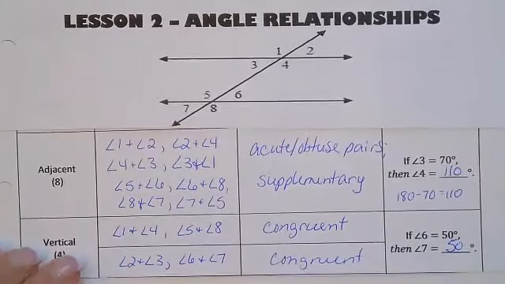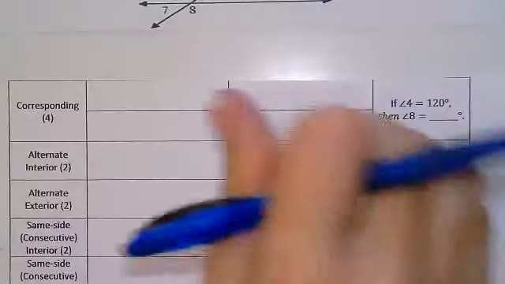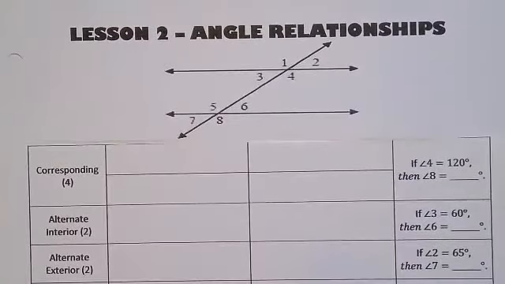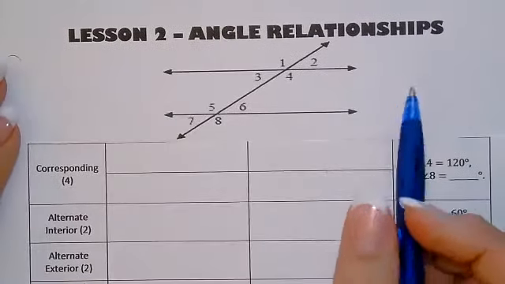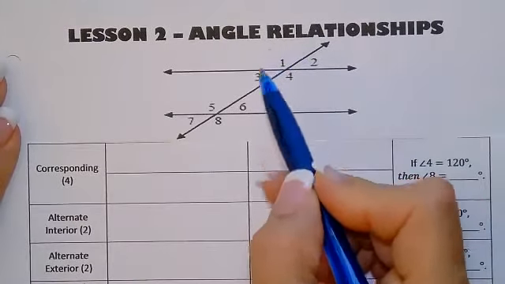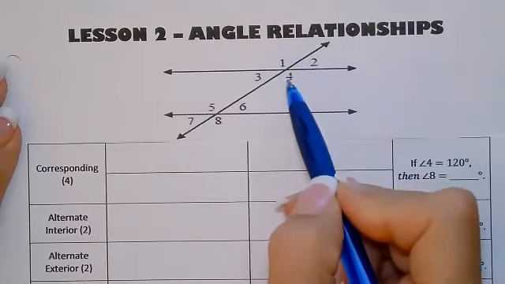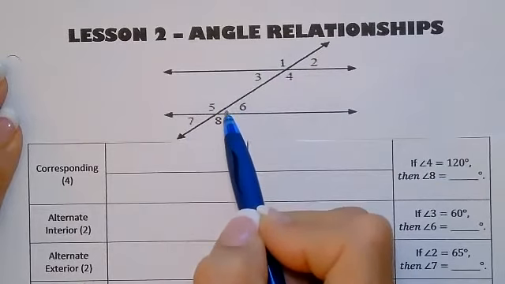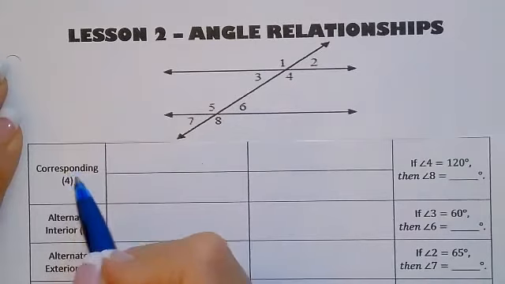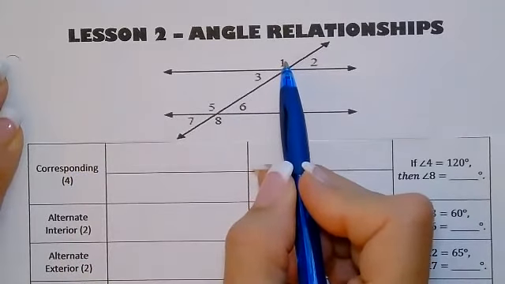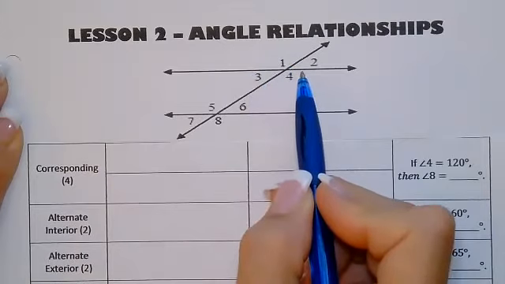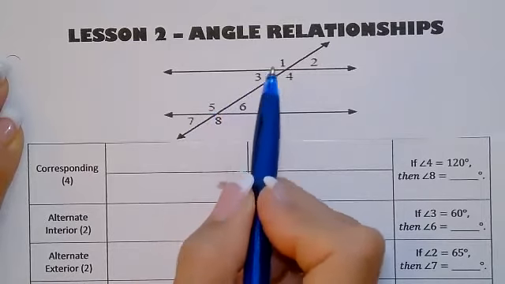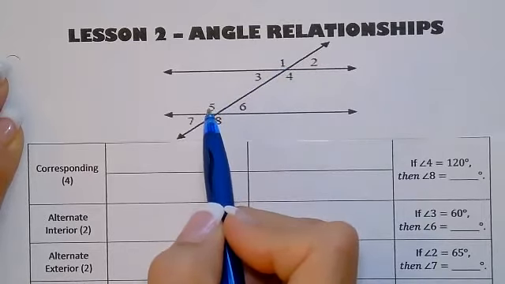All right, next section, corresponding. So corresponding is one that sometimes people have trouble with. So corresponding, you look at where an angle is in one group, and then you look at where the one that corresponds with it is in the other group. So for example, angle 1 up here is in the top left corner. And if I look at this group, angle 5 is in the top left corner. So 1 and 5 correspond.